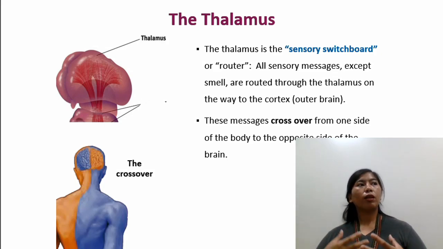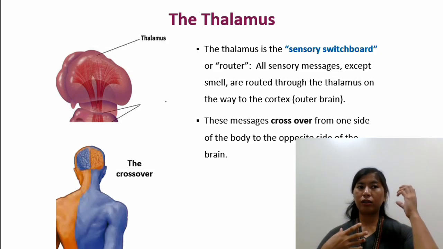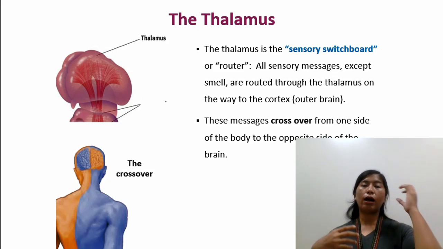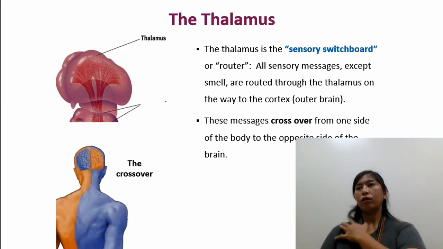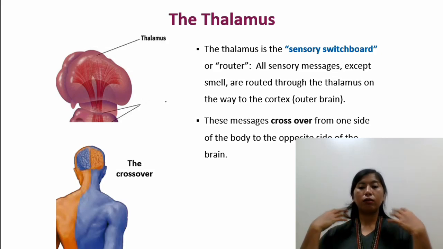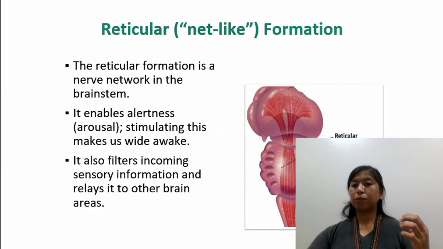So let's say if I have a damage on my left hemisphere involving my sensory motor functions, then I can be paralyzed only on the right side of my limbs, but not on the left side, because of the thalamus, wherein it crossed over the left and the right side of our limbs.